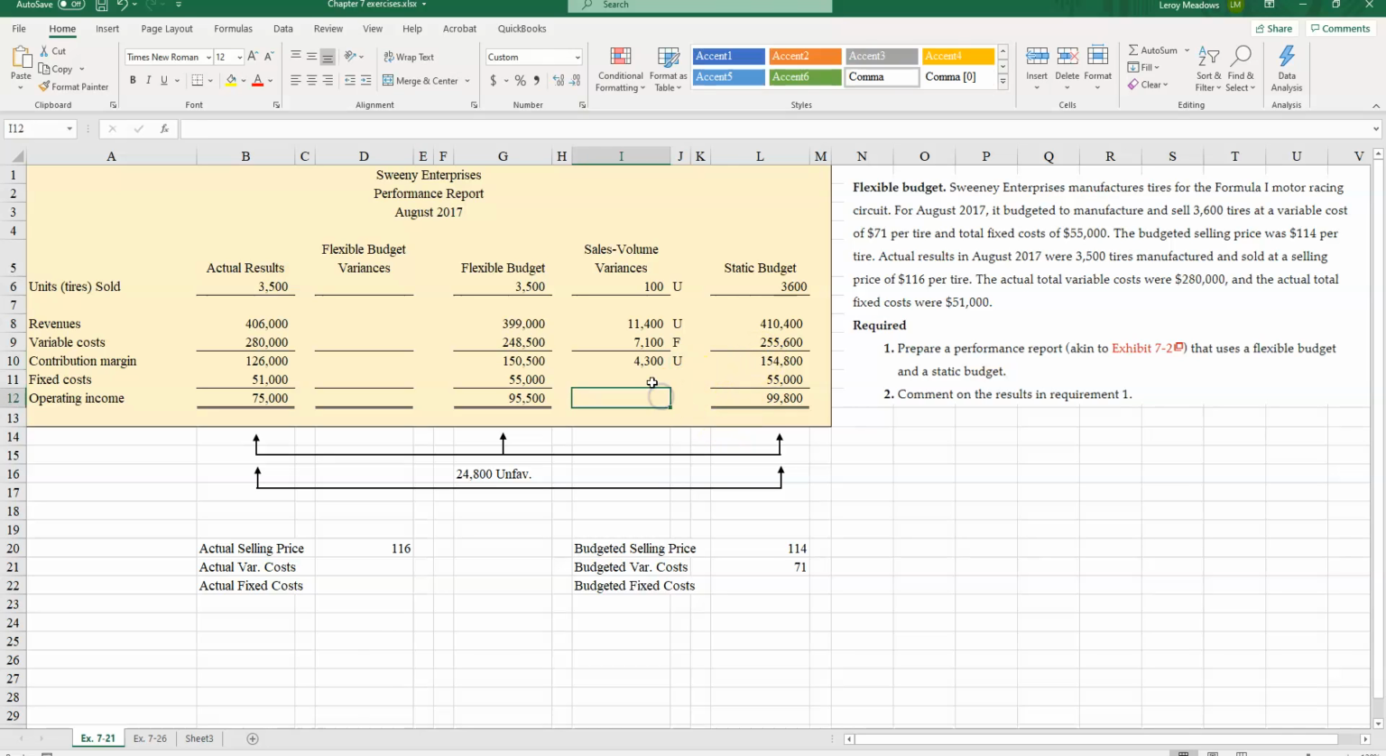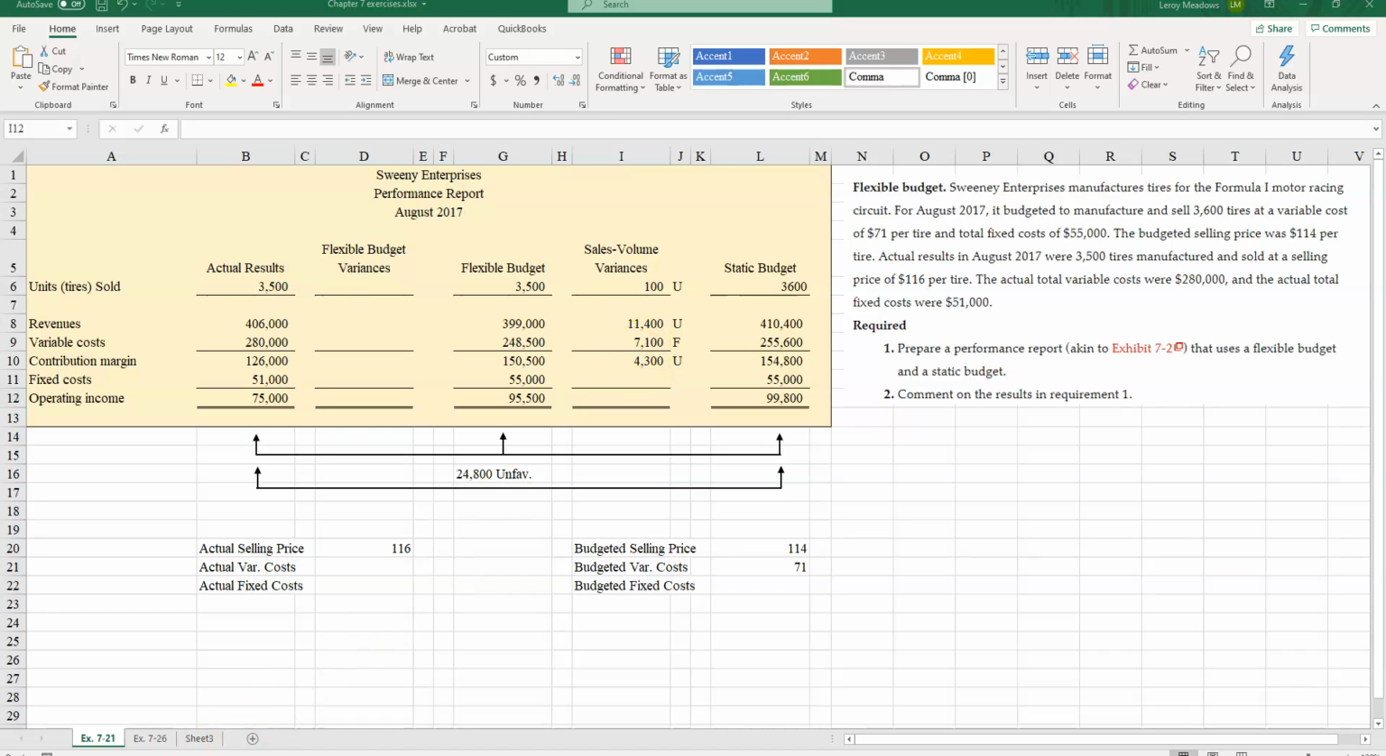And we can also calculate the contribution margin by just combining these two sales volume variances here. So we can actually compute the contribution margin sales volume variance two ways. Take the difference between the flexible budget contribution margin and the static budget contribution margin, or net out the effects of the sales volume variance of the revenue and all the variable costs associated with that.